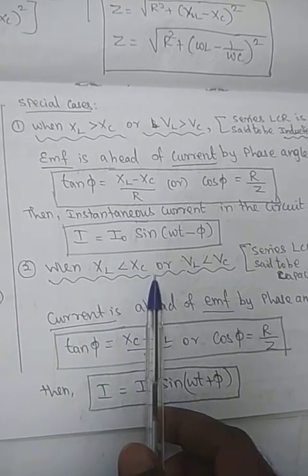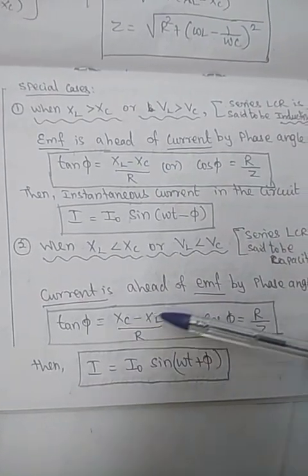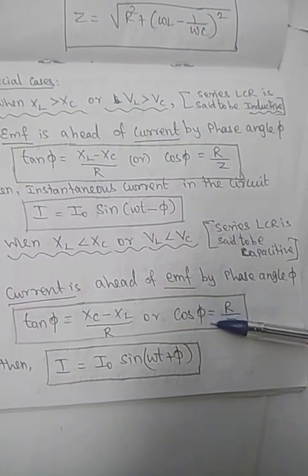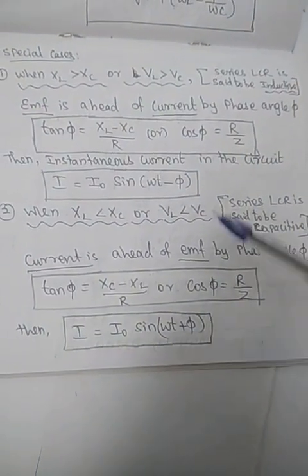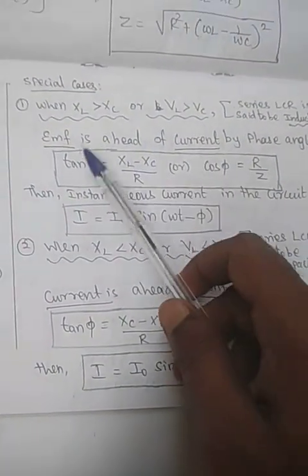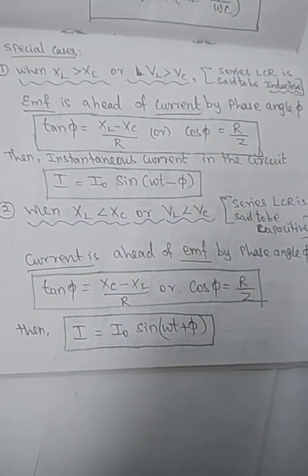Then when XL is less than XC, it is the same thing. For tan phi, instead of XL minus XC, we substitute XC minus XL. Cos phi stays as it is, because the cos phi term never changes, since both the adjacent and the hypotenuse are the same. Then I is equal to I naught sin of omega t plus phi. The earlier one is a minus phi because the EMF is ahead of the current; here the current is ahead of the EMF.